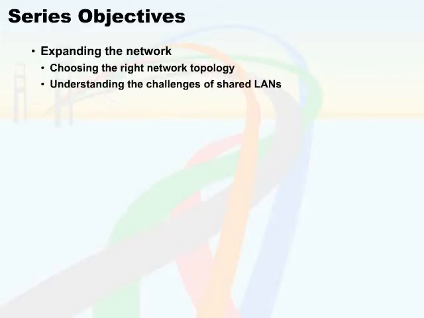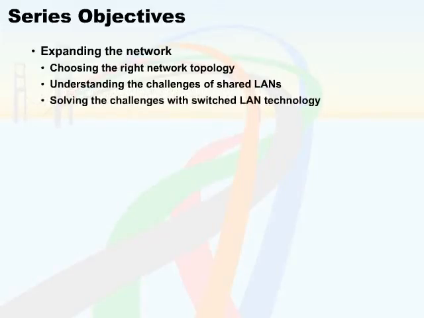Also, we want to understand the challenges of shared local area networks. What can be some mitigating factors when deploying a shared network, for example? Some factors to look out for from a performance standpoint or a cost standpoint. And also, how can we solve these challenges by using switched LAN technology? This means understanding how to maximize the benefits of Ethernet switching.